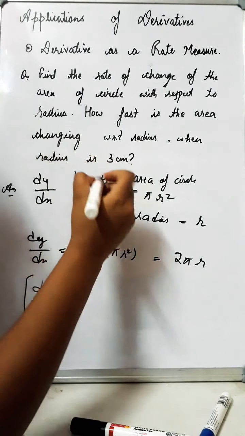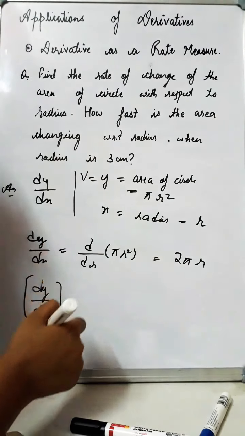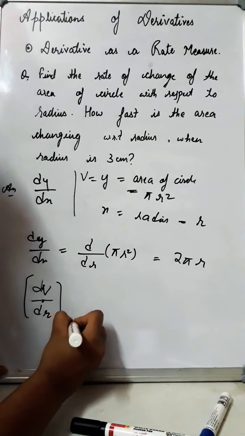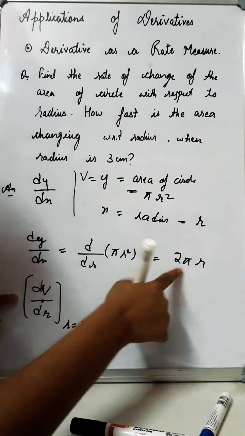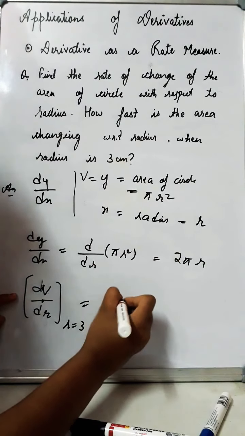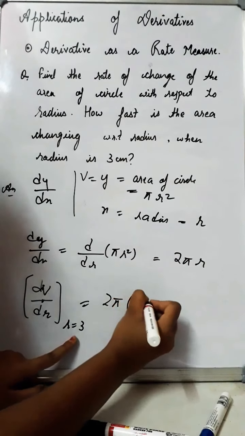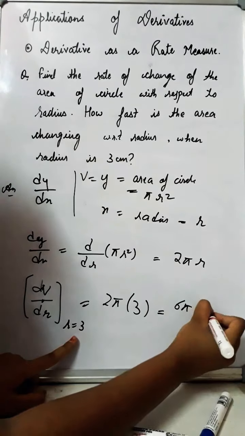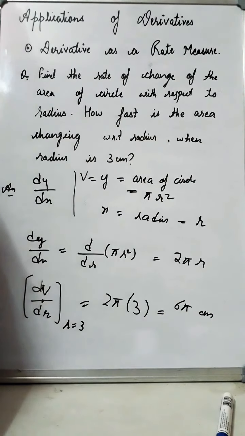We give it some other name, suppose we call it v, okay? So it's dv dr with r is equal to 3. So you know your dv dr is 2 pi r and r you have to put as 3. So this gives you 6 pi centimeters. Now mark the unit here.